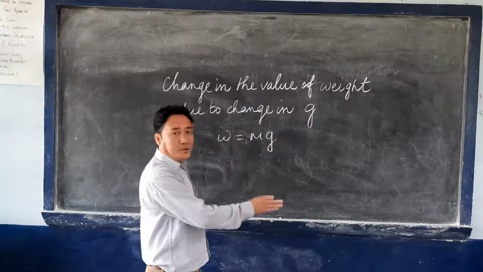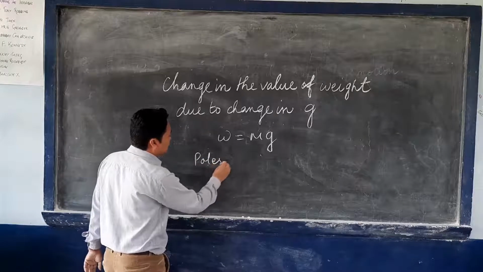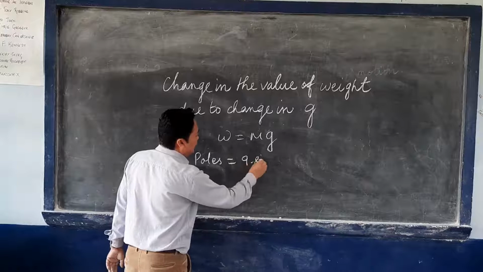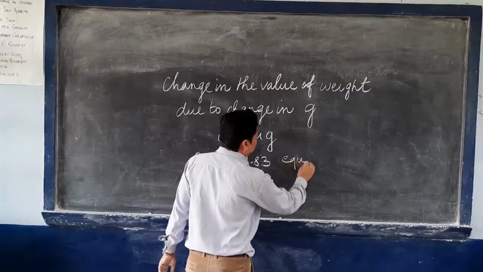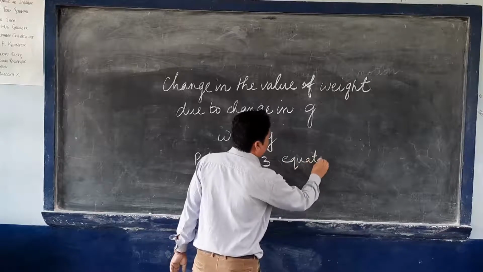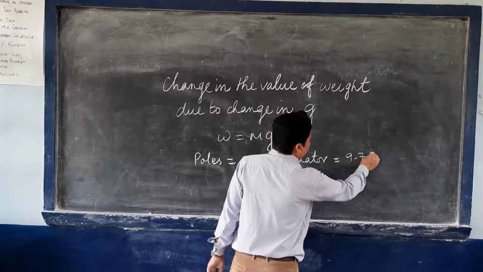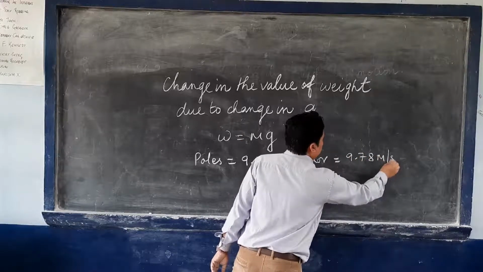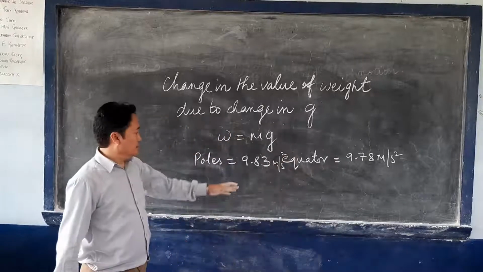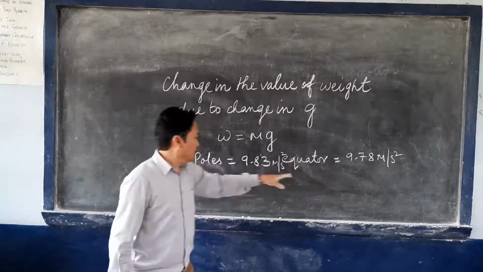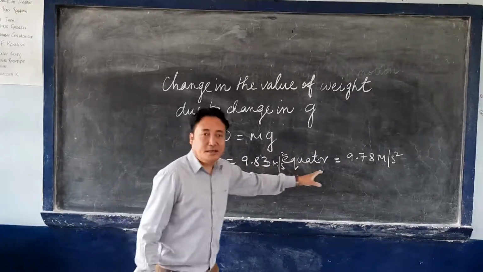At the poles, the value of acceleration due to gravity is 9.83, whereas at the equator, the value of acceleration due to gravity is 9.78 meter per second square. So these are the differences at the poles as well as at the equator. At the poles, the value is 9.8, which is greater than at the equator.